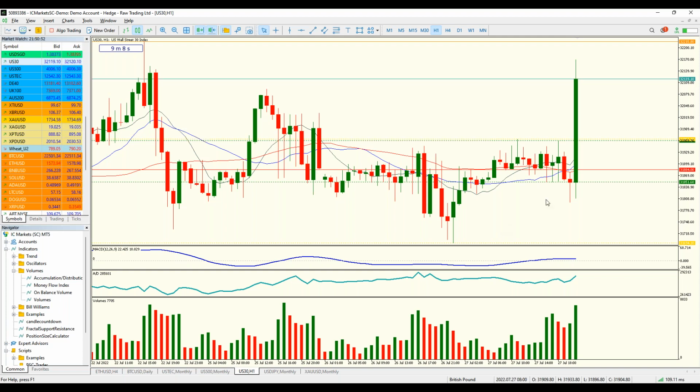A small candle can have high volume if there's a lot of activity and both buyers and sellers are fighting, pushing and pulling and pushing and pulling, and it doesn't go anywhere, but there can be a huge amount of volume. That can be an indication of a battle, and therefore there might be a change in direction.